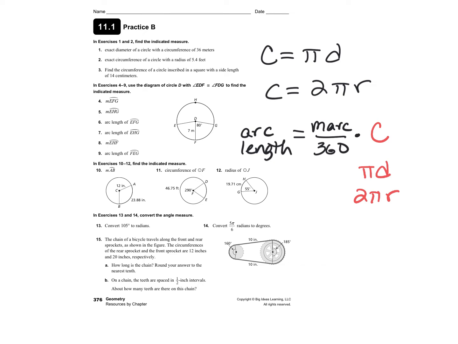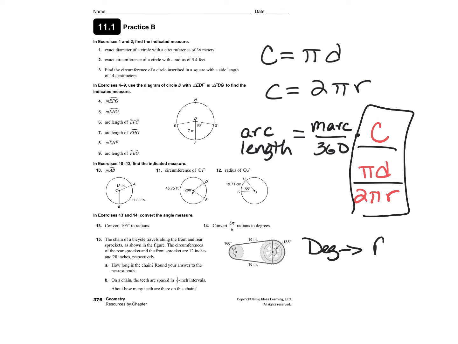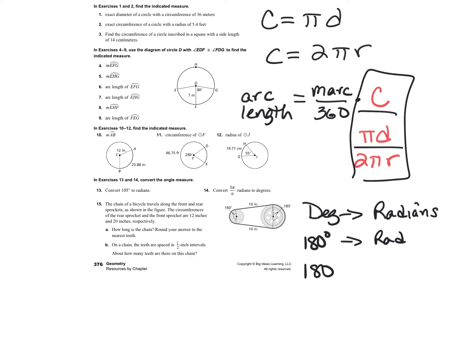So either you're going to replace and use either the C, the pi d, or the 2 pi r, and then multiply it by the measure of the arc over 360. We also learned how to convert from degrees to radians. So for example, if you have 180 degrees and you want to convert that into a radian measure, you're going to multiply that degree by pi over 180. Notice the 180s would cancel, and in radians, 180 degrees is just pi.